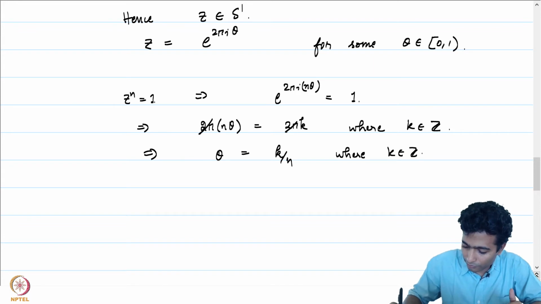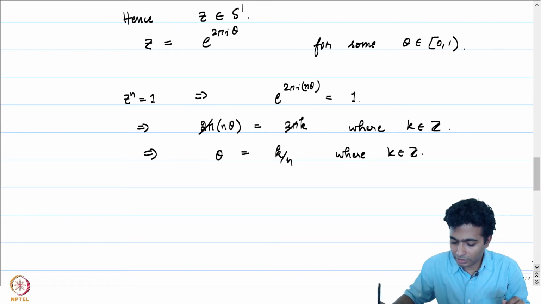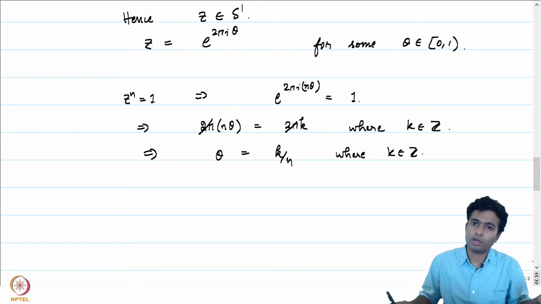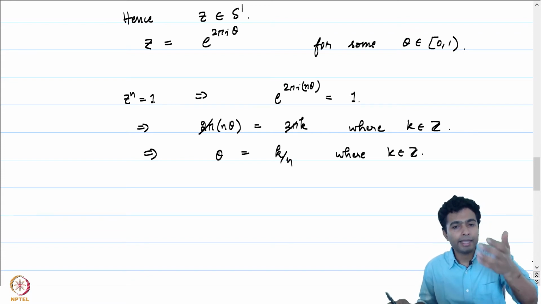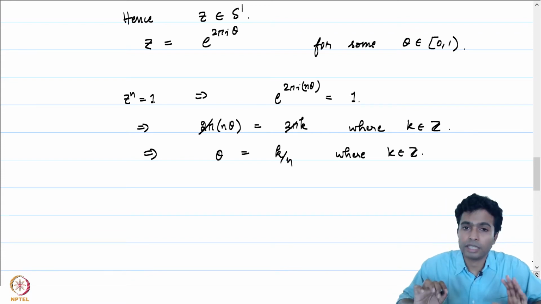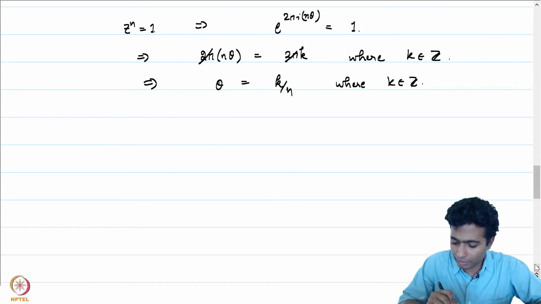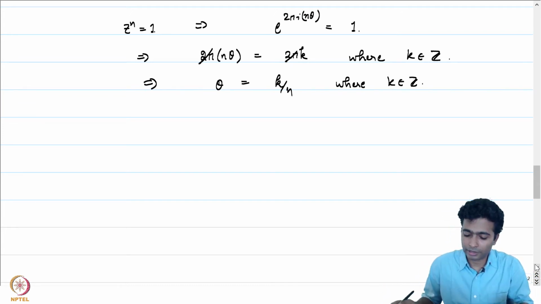So this is first. Whenever z satisfies the equation z to the power n is equal to 1, z is on the unit circle, it is of the type e to the power 2 pi i k by n, where k is an integer. That much we have certainly established. But we still have a little more work to do. We would like to see that we don't want all the integers possible, right?